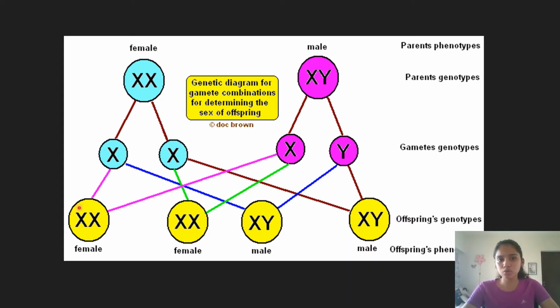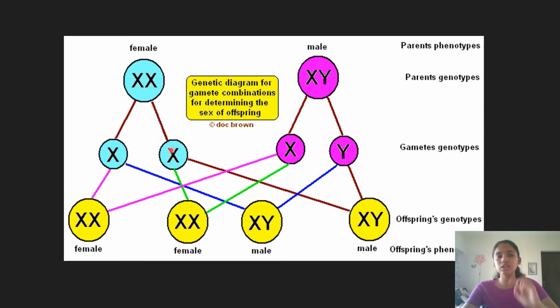So one X chromosome of the female and one X chromosome of the male could form XX, which is a female. One X chromosome of the female and one X chromosome of the male could form XX, which is another female. Then you have one X chromosome of the female and one Y chromosome of the male, which could form XY, which is a male. And you have another X chromosome of the female and a Y chromosome of the male, which could form another male, XY.